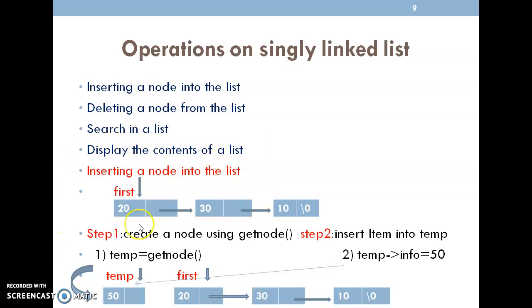This is the table which I have given as a list. It is a singly linked list, because each node contains a single link that holds the address of the next node. This is the existing one. It contains three nodes: the first node contains the value 20, the second node contains 30, and it ends with the third node with the value 10. Now I am going to insert the new node at the front.